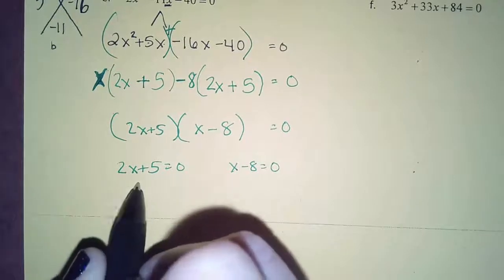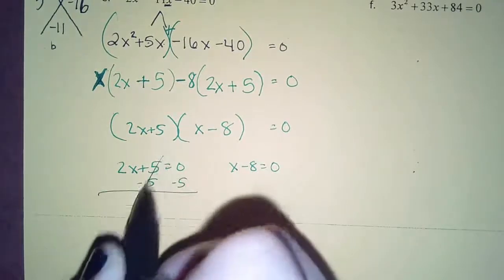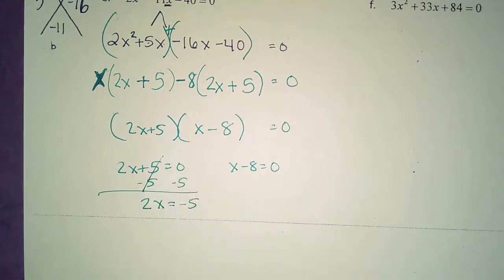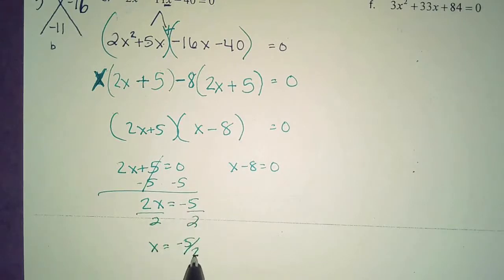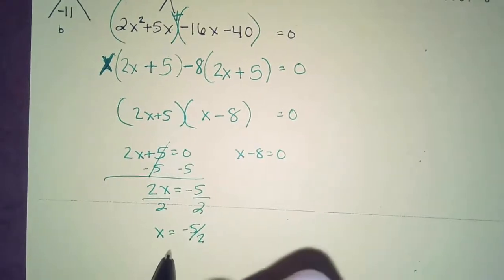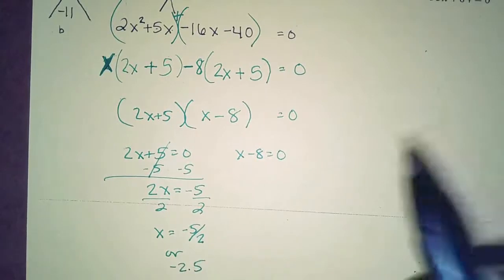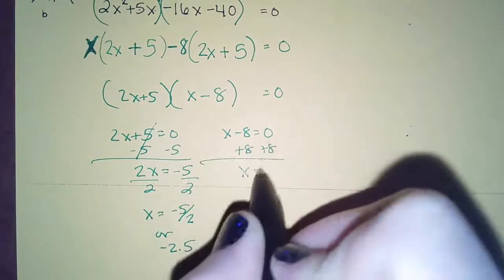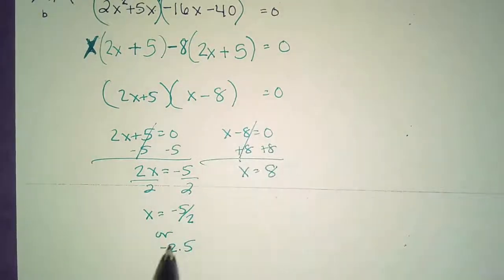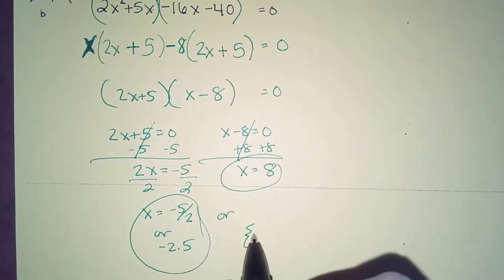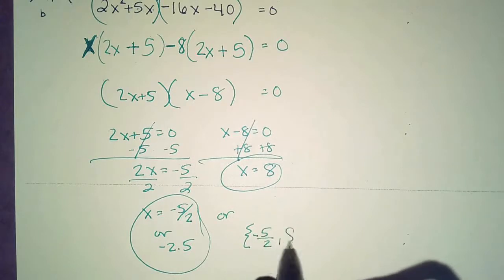For this first equation, subtract 5 on both sides. Those cancel. So 2x equals 0 minus 5, which is negative 5. Divide by 2. So x equals negative 5 over 2, or I'm okay if you put negative 2.5. And then on this one, add 8 to both sides. x equals 0 plus 8, which is 8. So here are our 2 answers. Or we can write it as negative 5 over 2, comma 8.